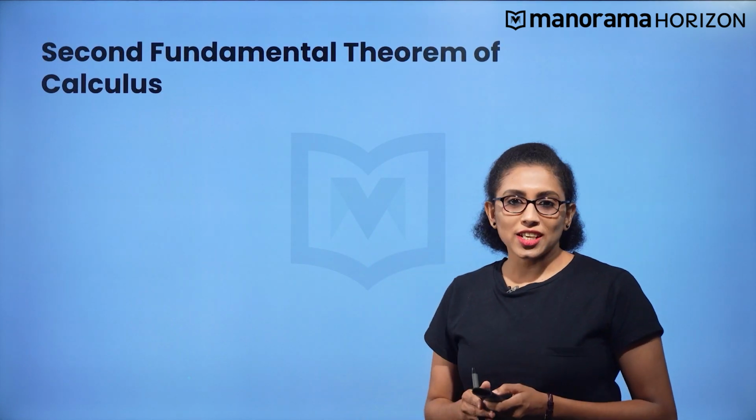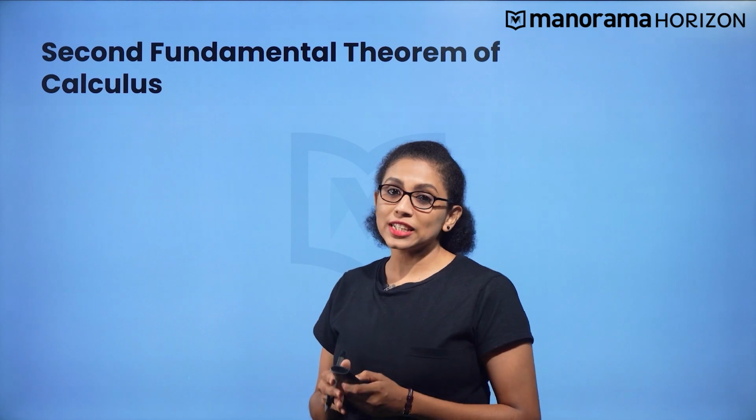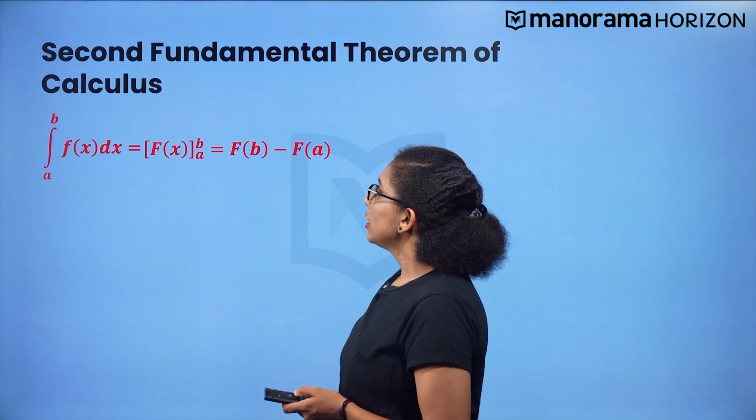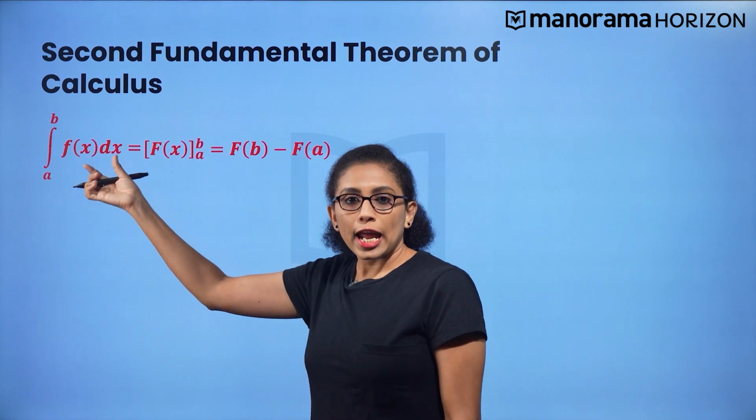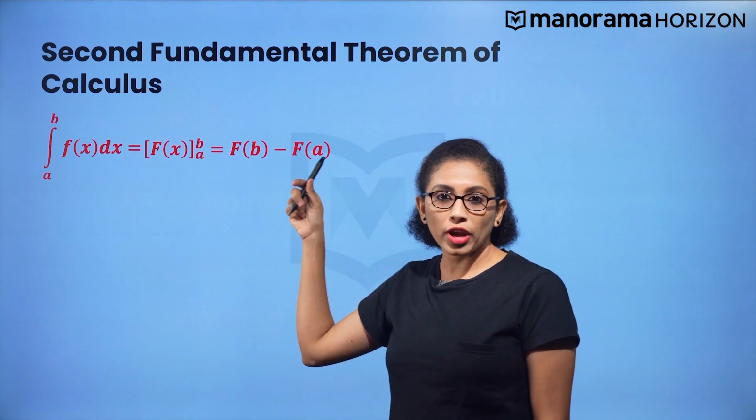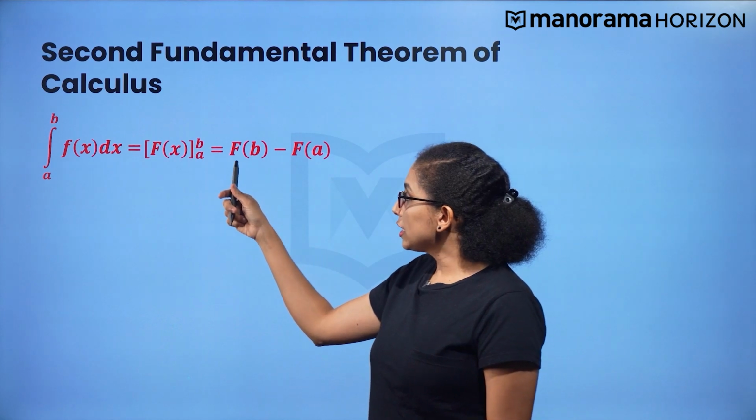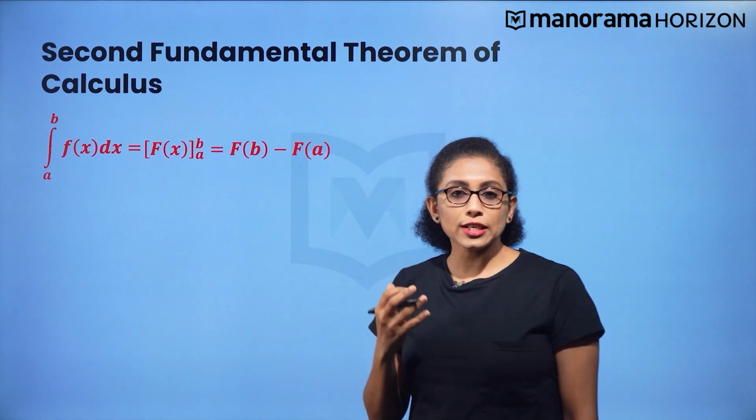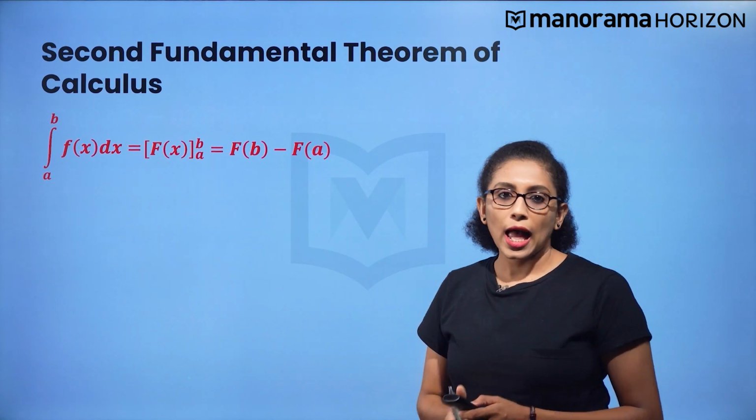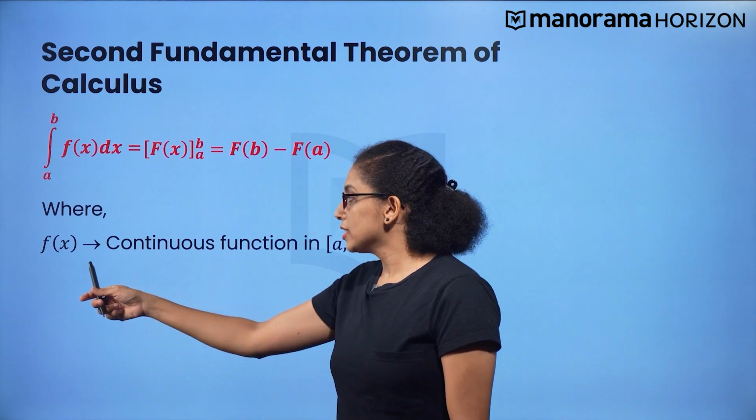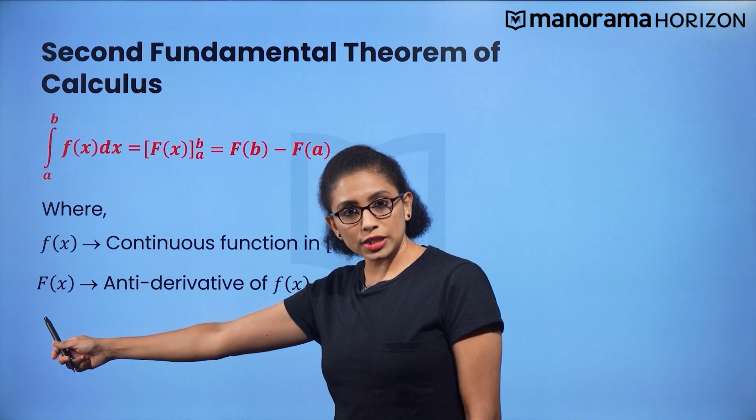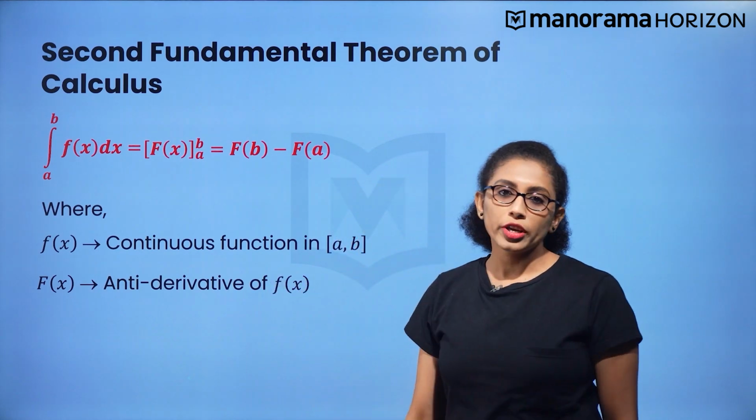Now, let's discuss another important theorem which helps in evaluating definite integrals. Theorem number 2: integral a to b f(x) dx is equal to F(b) minus F(a). Notice here it is capital F. What does it represent? It represents the antiderivative of f(x). And the function f(x) is a continuous function in the interval a to b, while F(x) is the antiderivative of f(x).